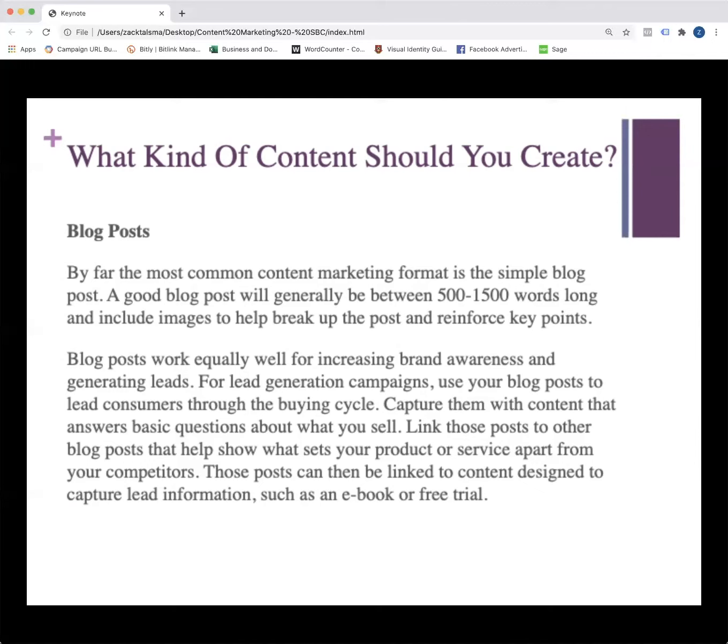Blog posts can be used for brand awareness. So again, if you're looking at the 4 stages of the buying cycle, getting people in those first and second stages, those are your brand awareness posts. Those are ones that are answering the most basic possible questions.